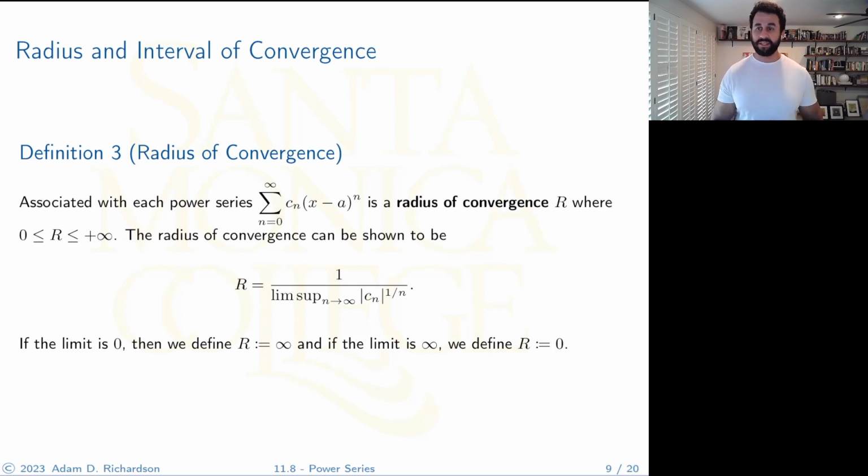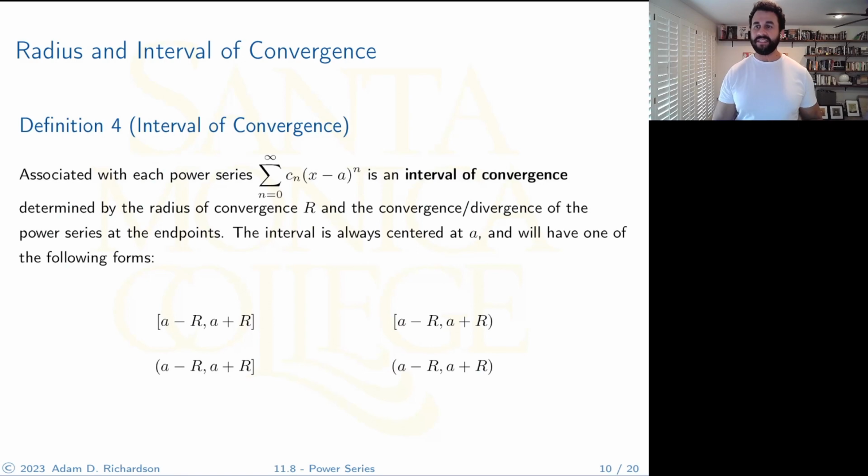If this limit is 0, then we define the radius to be infinity, meaning the radius is literally infinitely long. If this limit is infinity, then we define the radius to be 0. So sometimes the radius can literally be nothing. It could just be a single point where the series converges. All right? So that's the radius of convergence.